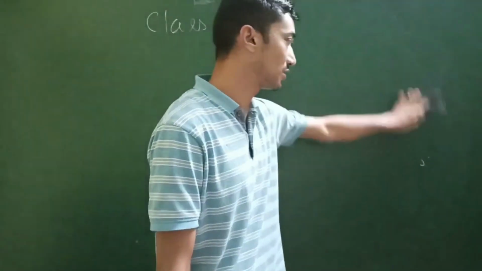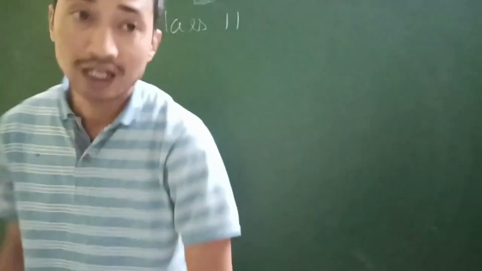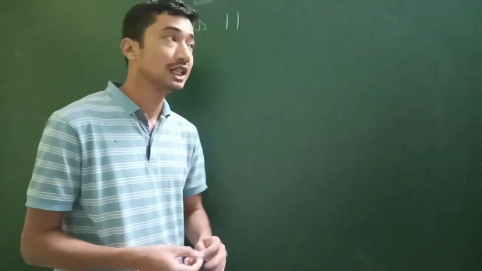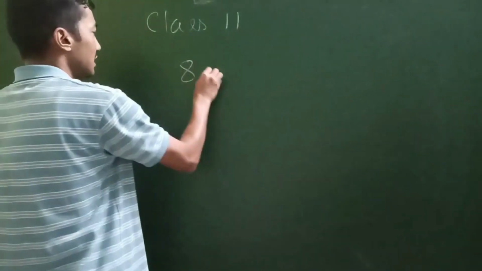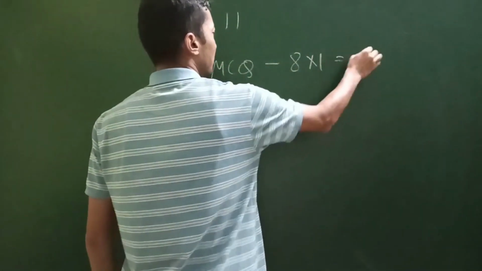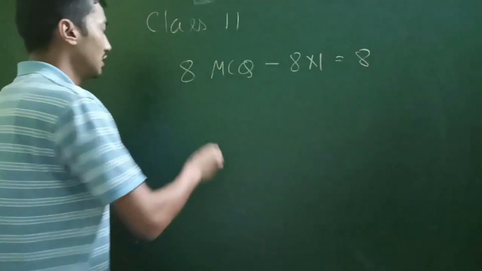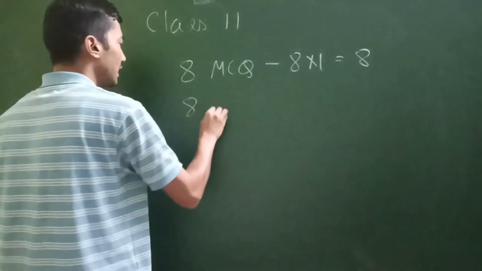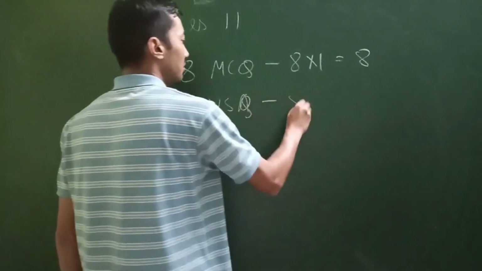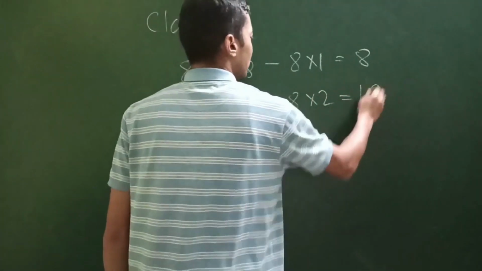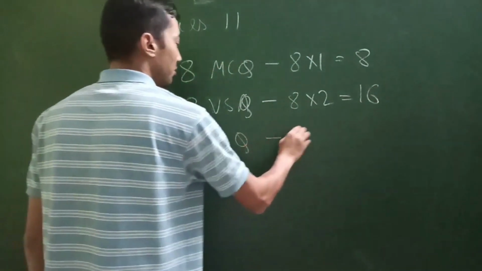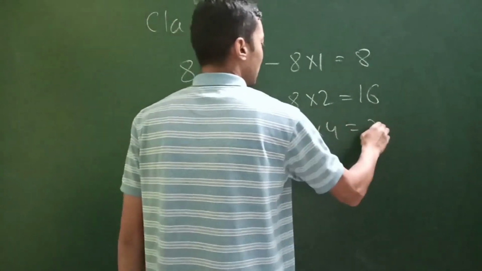I will be willing to listen to your queries also. And then of course the marking system and the question paper pattern will have a small change. There will be 8 MCQ questions, 8 into 1, that will be 8 marks. Then another 8 very short questions of 2 marks, 8 into 2, that will be 16. Another 8 short questions of 4 marks, that will be 32.